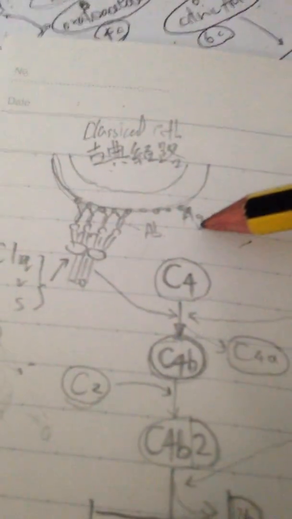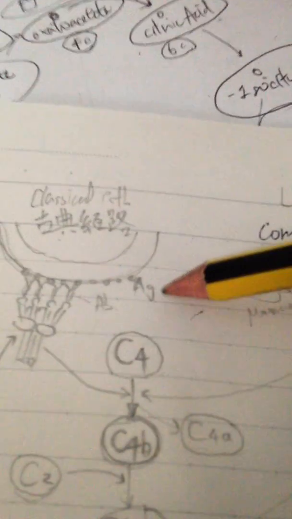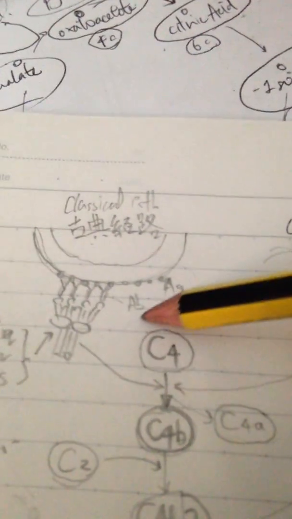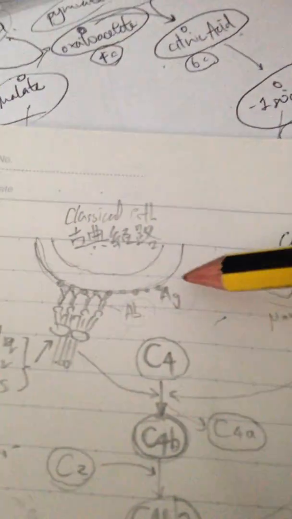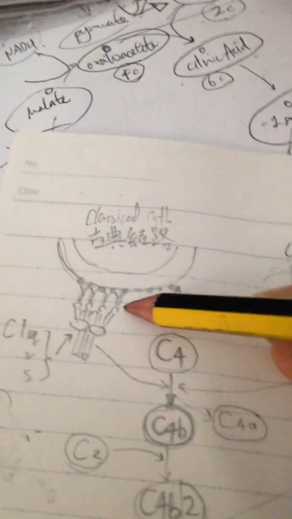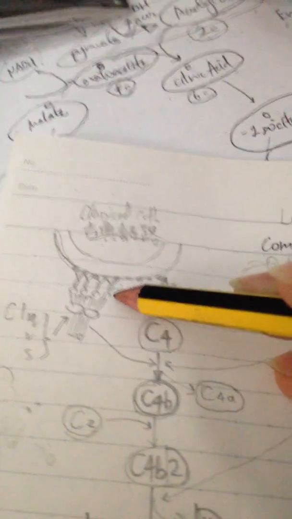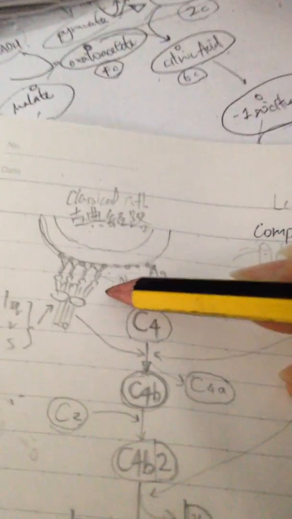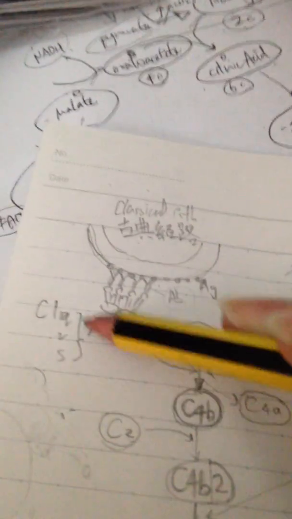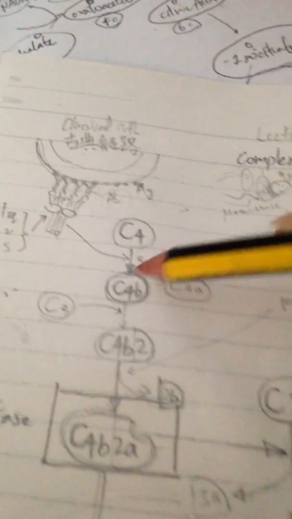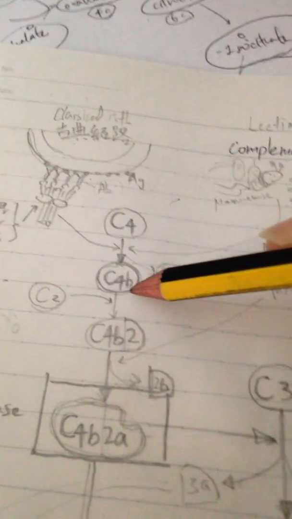The classical pathway starts once there is the antigen as well as the antibody complex on the surface of the pathogen, or it could be anywhere. Basically, if you have the antibody and the antigen, the C1QRS complex can form and attach onto that complex. And this C1QRS complex will convert the C4 into C4A and C4B.